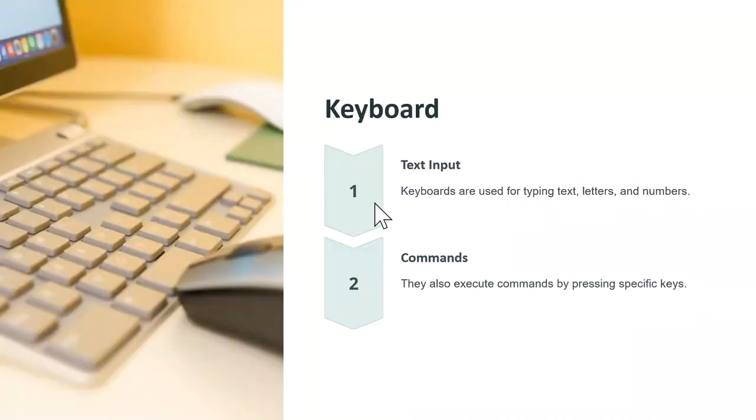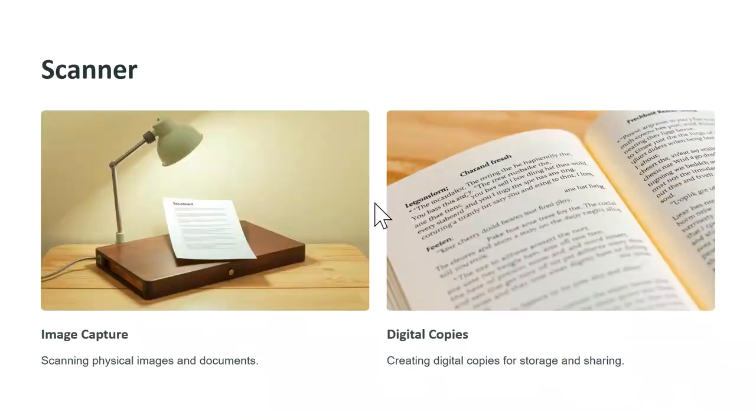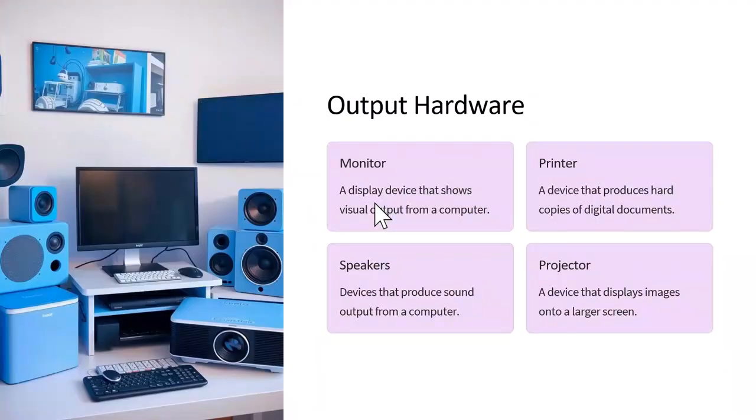The importance of the keyboard is to type letters and numbers, give commands and execute them. The importance of the mouse is navigating and selecting what you want. The scanner can convert an image or a document into digital copies so that you can store them on your computer.